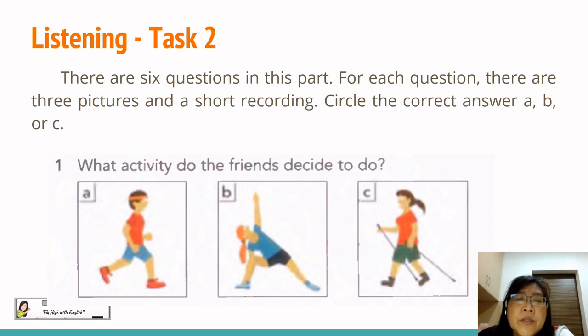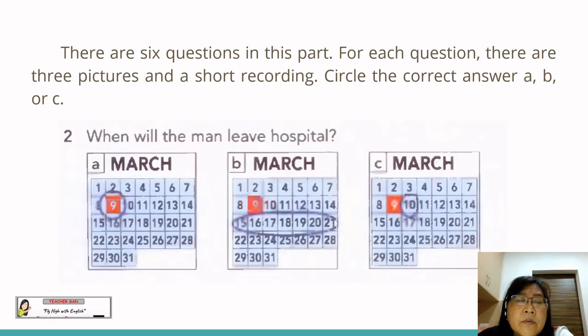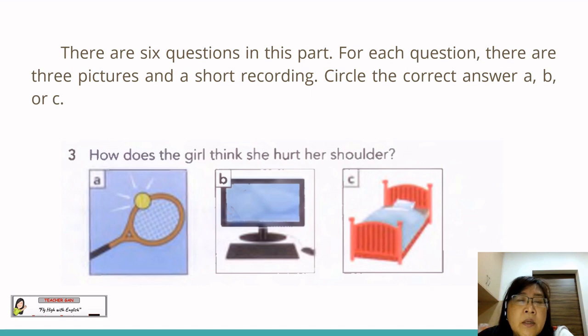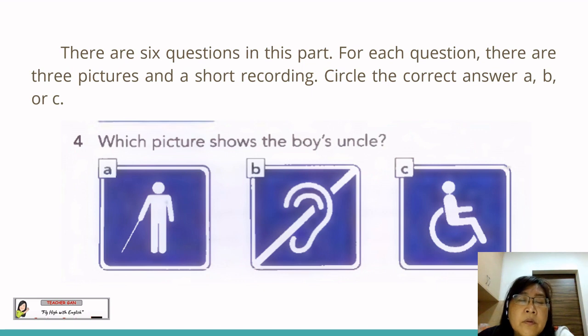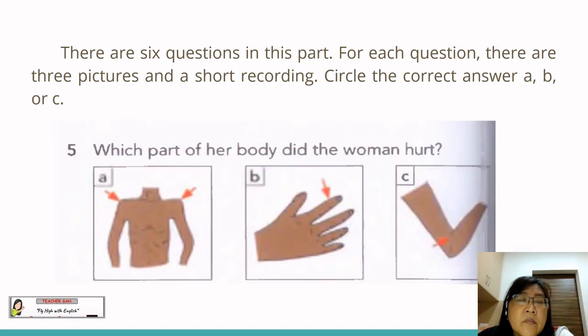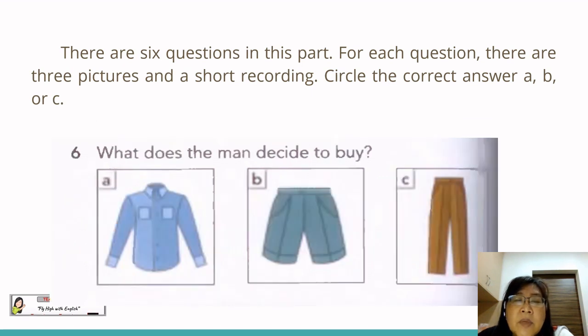These are the questions for the recording that you listened to just now. First, what activity do the friends decide to do? And number 2, when will the man leave hospital? Number 3, how does the girl think she hurt her shoulder? Number 4, which picture shows the boy's uncle? Number 5, which part of her body did the woman hurt? Number 6, what does the man decide to buy?